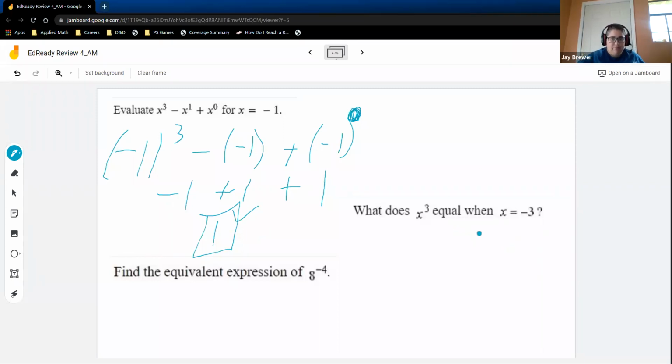Okay. Same thing here. What does x cubed equal when x is -3? So it's going to be a negative, and then 3 cubed is 27. Okay. And then 8 to the -4th, when you have a negative in the exponent, you get a fraction. So it's going to be 1 over 8 to the 4th.